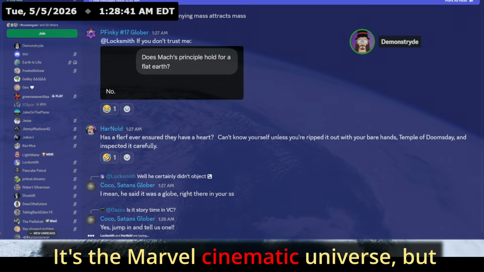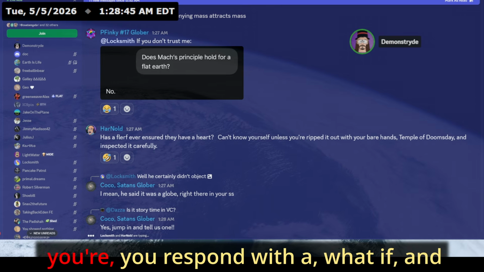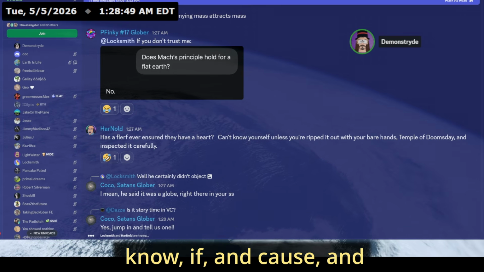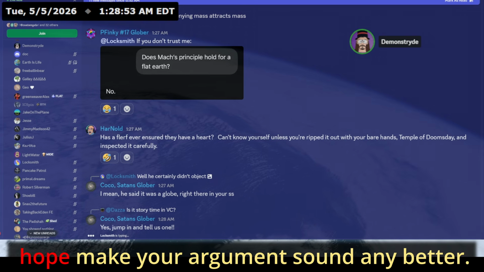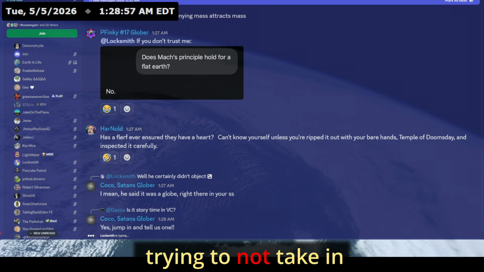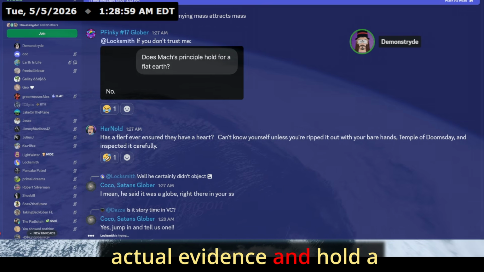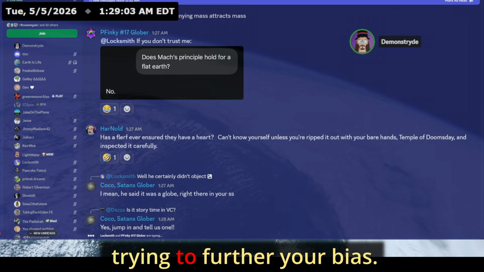So What If is a great show. It's the Marvel Cinematic Universe, but just saying that this is a likely case, and you respond with a what if, and it could be, if, because it could be. That doesn't actually make your argument sound any better. It actually just sounds like you're trying to not take in actual evidence and hold a position that is congruent with reality. It sounds like you're just trying to further your bias.